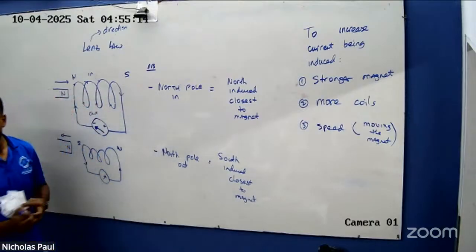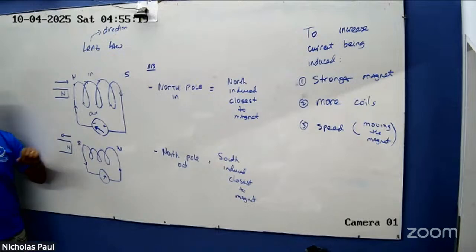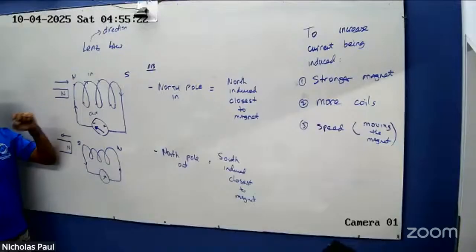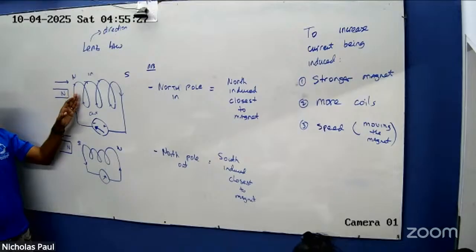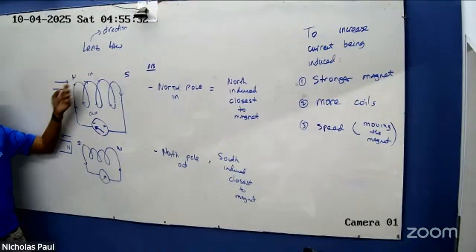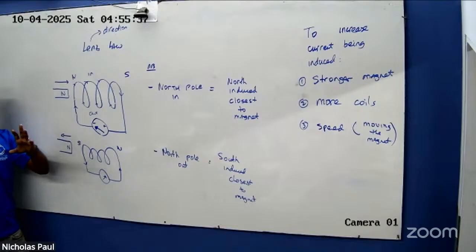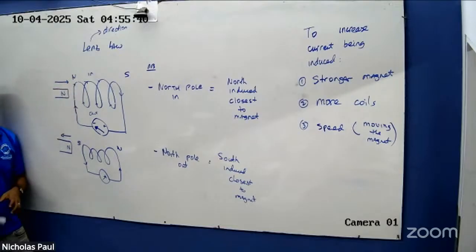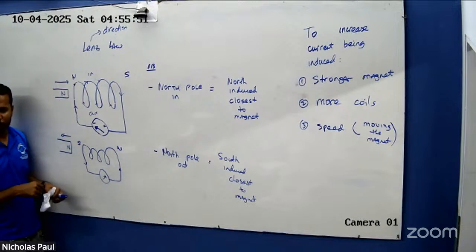Just one question before we go. Anybody can answer. Why do you think this happens? Why do you think it produces a pole to oppose the motion as opposed to going with the motion? Because the easy thing would be to just pull the magnet in. But why oppose the motion?